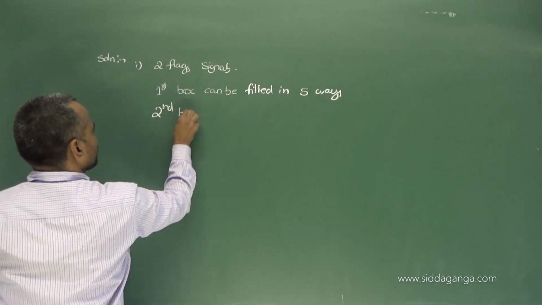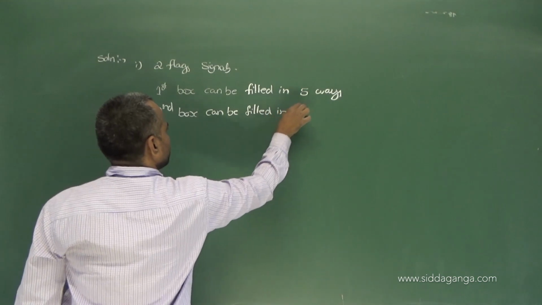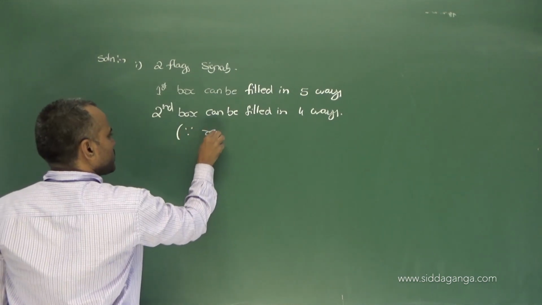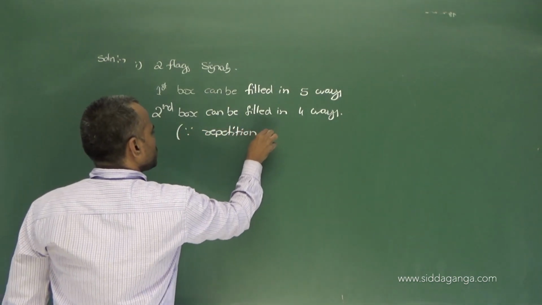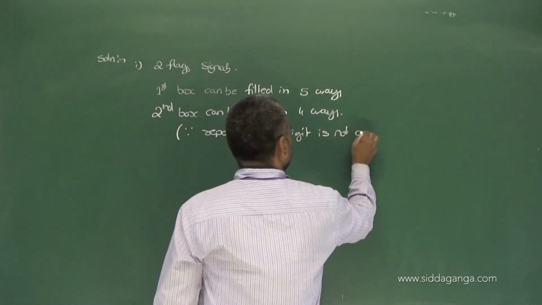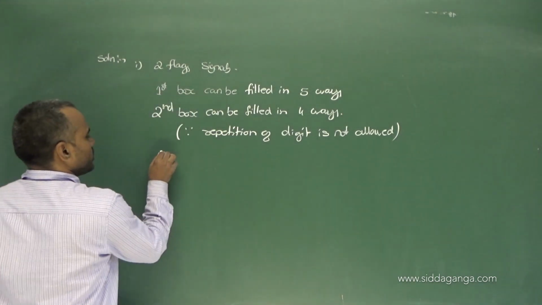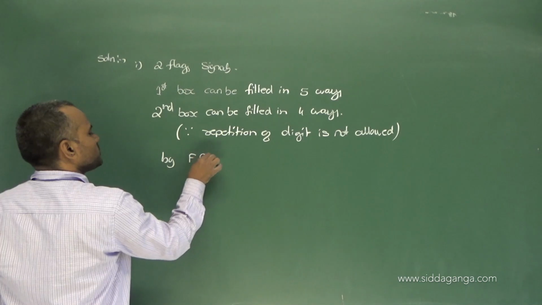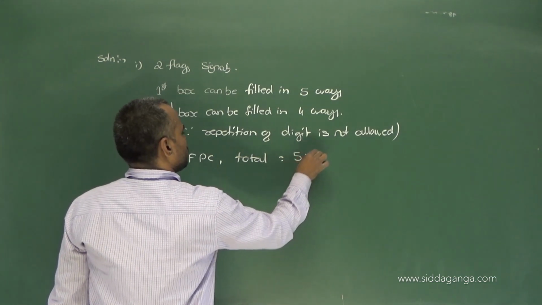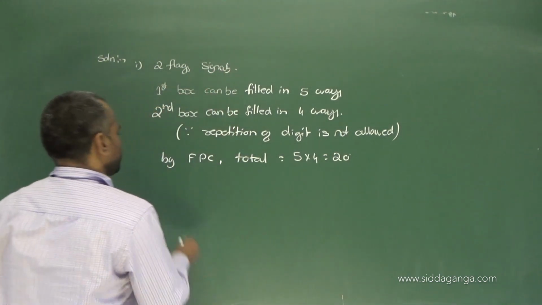Second box can be filled in 4 ways, since repetition of the digit is not allowed. Repetition of the digit is not allowed by the fundamental principle of counting. Total 5 into 4, 20 ways. This is for 2 flag signals.